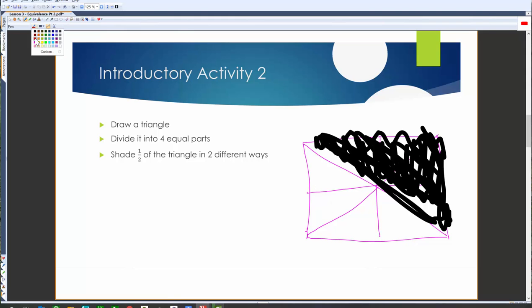Okay, so let's shade that as per the requirements, and what they're looking for us to do is to shade a half of the triangle in 2 different ways. So here's 4 parts, let's shade 1 part and 2 parts. There's half of it, and let's get again a bit creative on this. I'm going to split that in half and split that in half. Shade that, split that in half, shade that, split that in half, and shade that. And there is my half shaded.